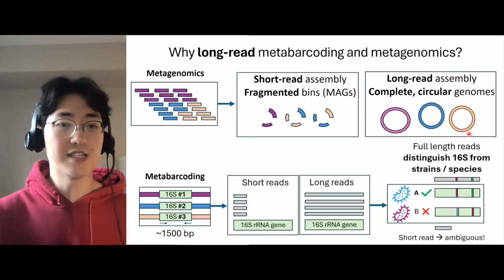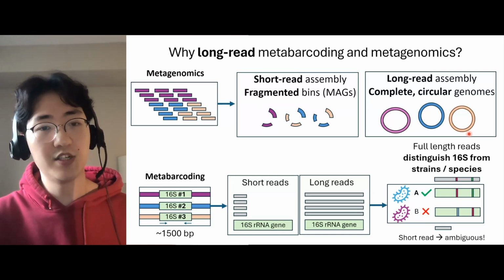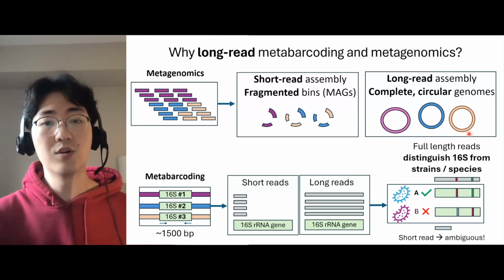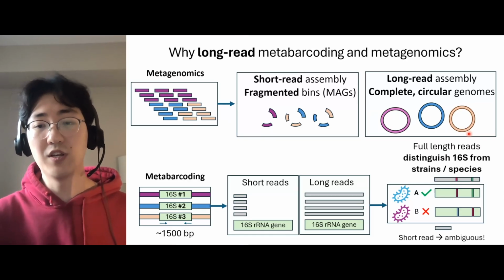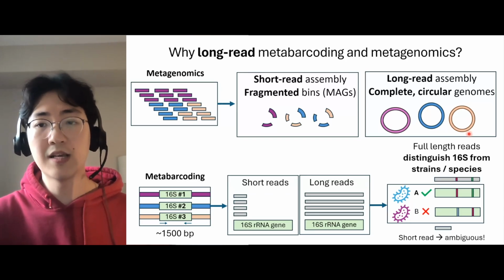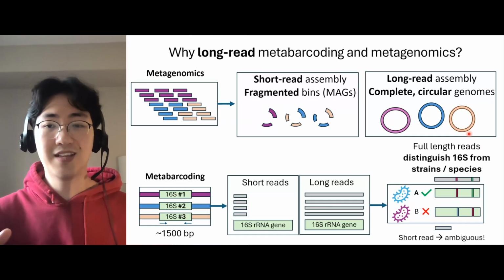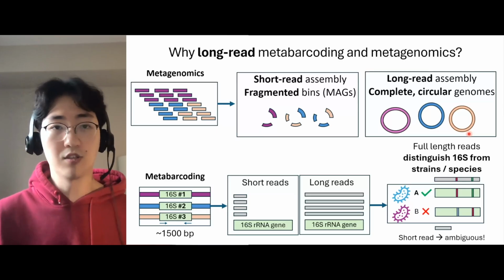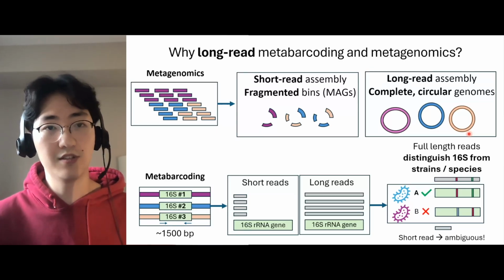On the metabarcoding side, if we're interested in targeting a specific gene like the 16S gene, short reads can only sequence a fragment of this gene, whereas long reads will allow us to sequence amplicons for the entire gene. And this is important if we are interested in distinguishing 16S copies from similar strains or species, because there might be only a little bit of genetic variation. And if our short reads capture only a small fragment, we're not able to see this variation, right? So long reads can give us a lot of potential in resolving things at higher resolution.